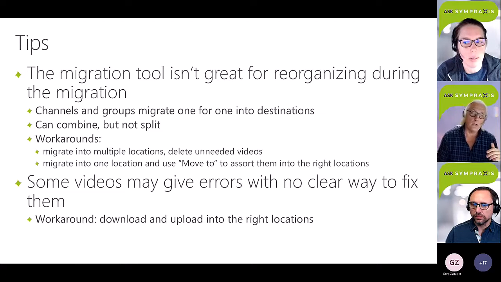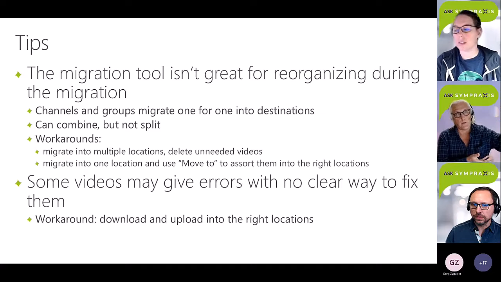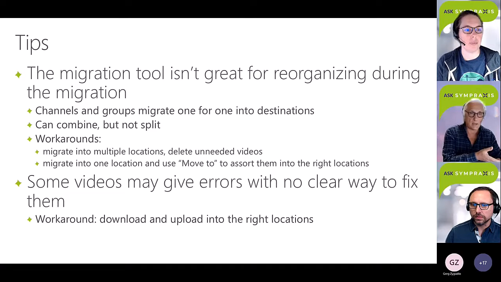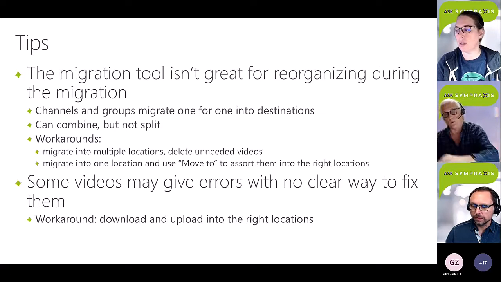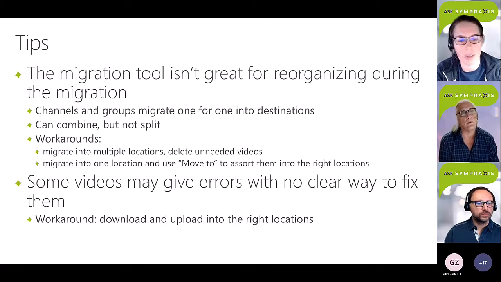But you could migrate into multiple locations. So say that Contoso HR container had 30 videos in it. Well, you could migrate those 30 into the HR site, go back and change the destination and migrate them into the benefits site, and then just delete the ones that don't belong in each location. That's a little cumbersome, but it works. It just takes a little longer because you're migrating the videos twice, and they might be large.